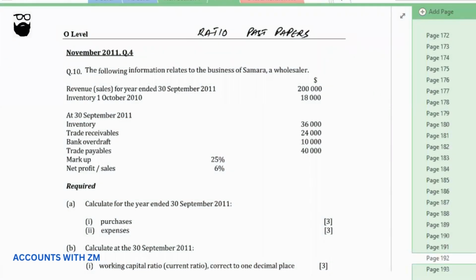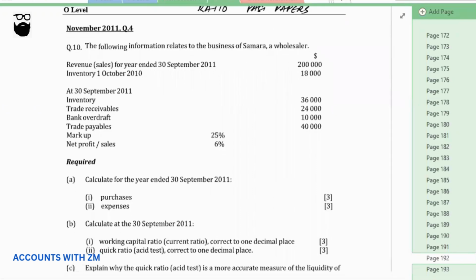This is question number 10, November 2011. Ratios. Samara was a sole trader. Revenue is given to us. Opening inventory is given to us. Purchases are asked. First requirement A1, A2, purchases and expenses. The values we use are sales, the markup, opening inventory, purchases, and closing inventory.